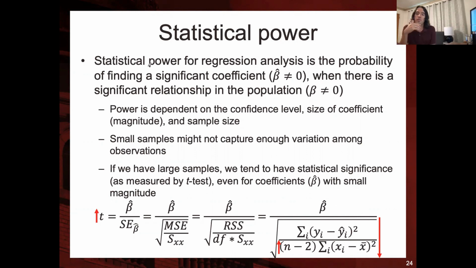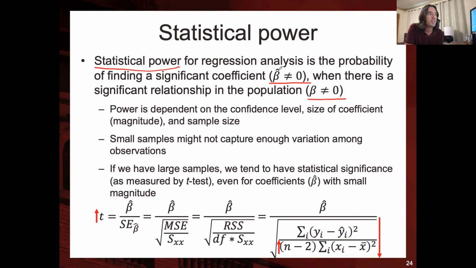Some people usually mention in their work or in their presentation that they have statistical power. Their regression has statistical power. What does it mean? Statistical power for regression analysis is the probability of finding a significant coefficient, in other words, an estimated beta different than zero, when there is a significant relationship between the independent and the dependent variable in the population, where the beta for the population is different than zero.